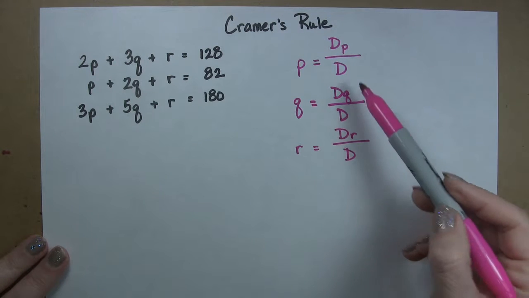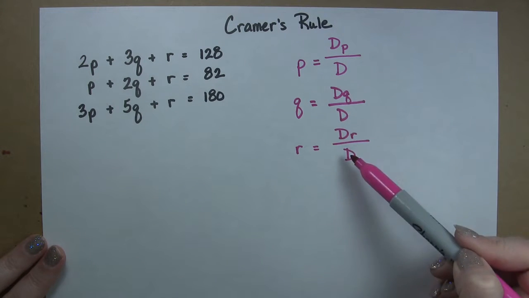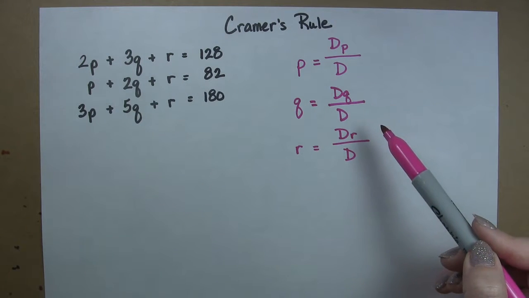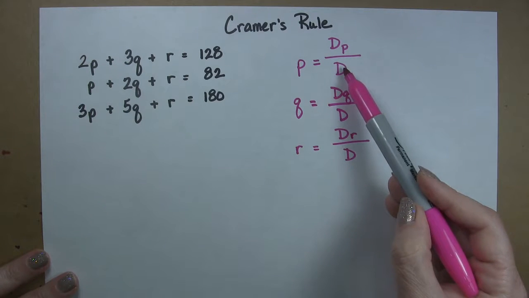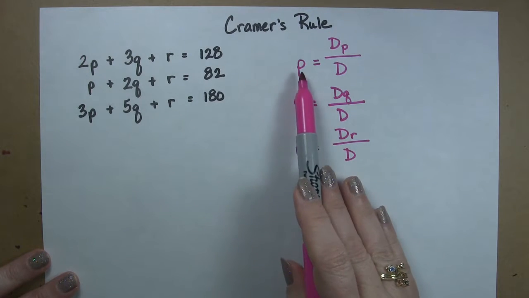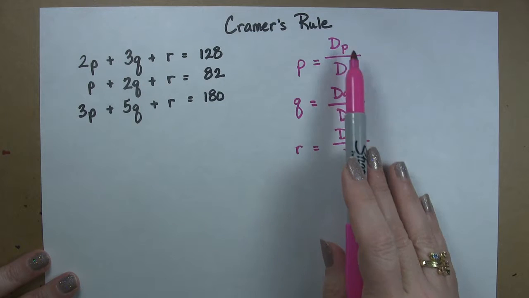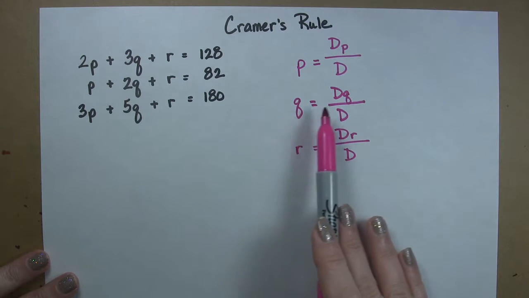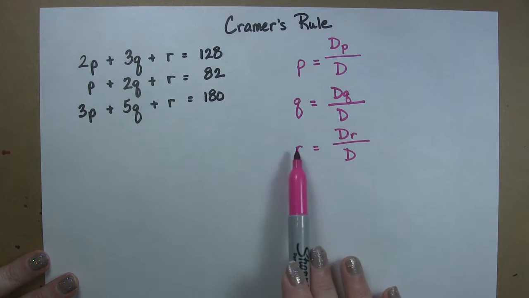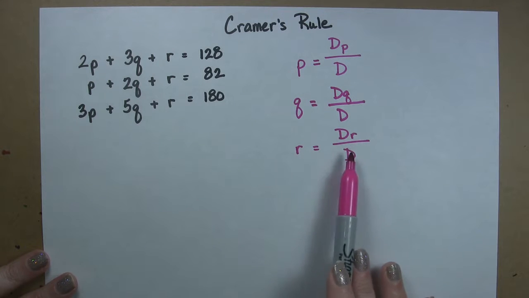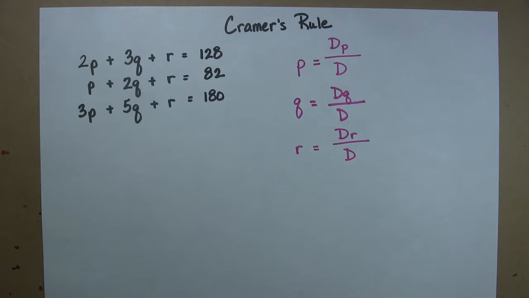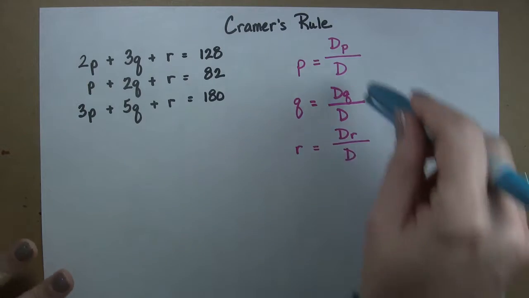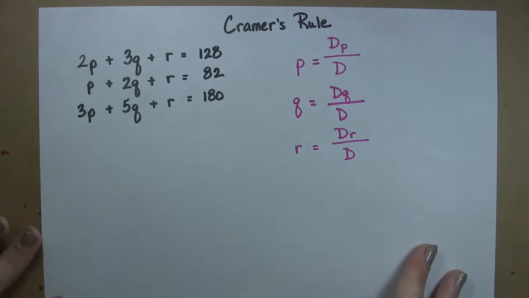Now, I know you have a lot of questions about what all these different letters mean, and we're going to get to that. But first, I just want you to see Cramer's rule says P equals D sub P over D, Q equals D sub Q over D, and R equals D sub R over D. That's all there is to it. Now you would think that if that's all there is to it, I would stop the video now, but you would be wrong. I want to show you how to calculate all these different things.